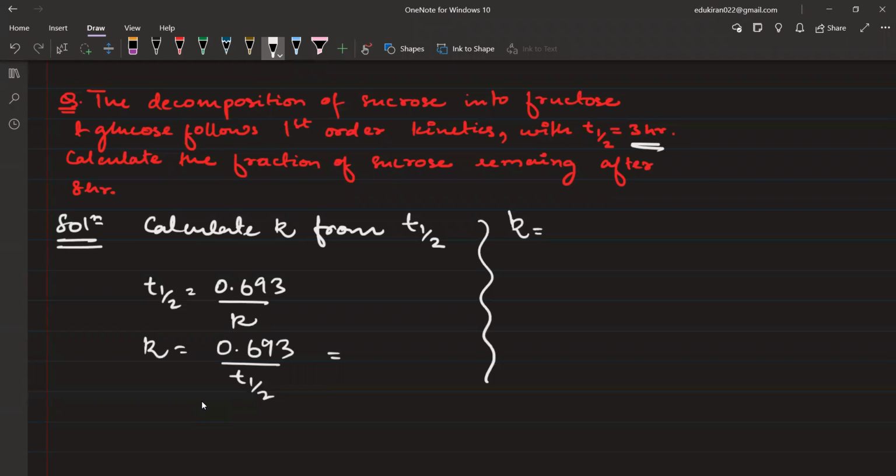K is equal to 2.303 divided by time, log of A naught upon A.